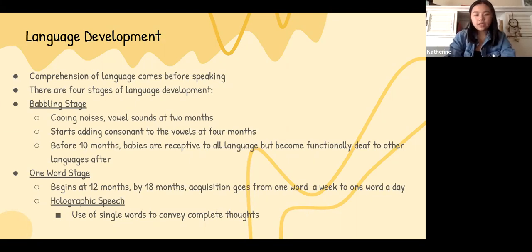And then we have the 1-word stage. This begins at the age of 1 year or 2 months. By 18 months, acquisition goes from 1 word a week to 1 word a day. They start to realize that words are language, and so they start to pick it up faster and faster as their brain develops. They also use holophrastic speech. This means that they use a single word to convey a complete thought. So if a baby says milk, they're using holophrastic speech. They're hungry, right? They want food, they want milk. So they are able to convey what they're feeling and what they want with just 1 word.